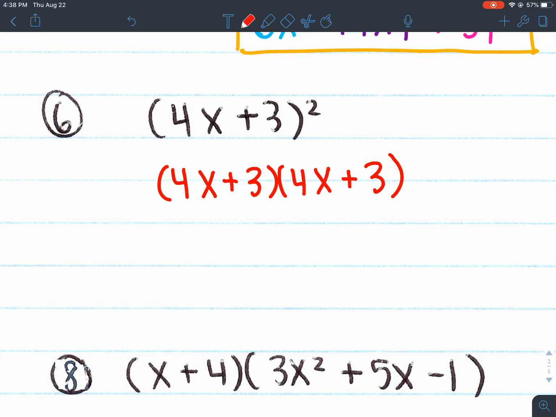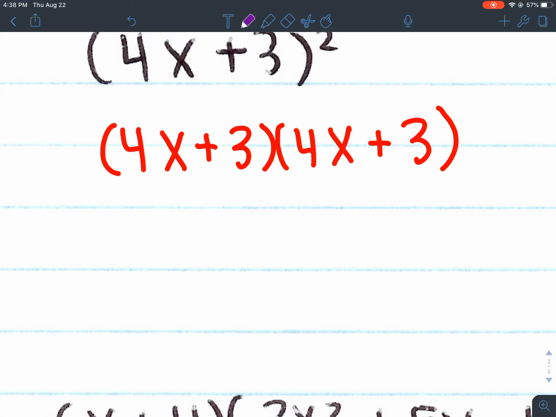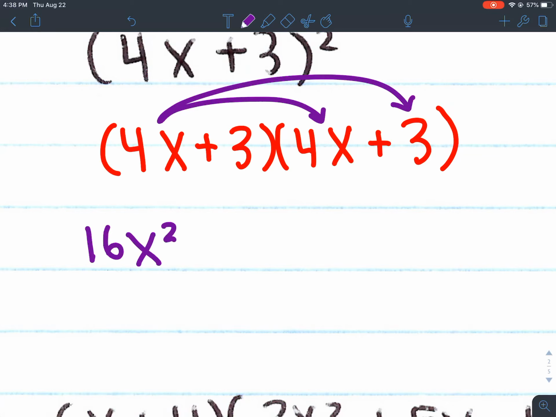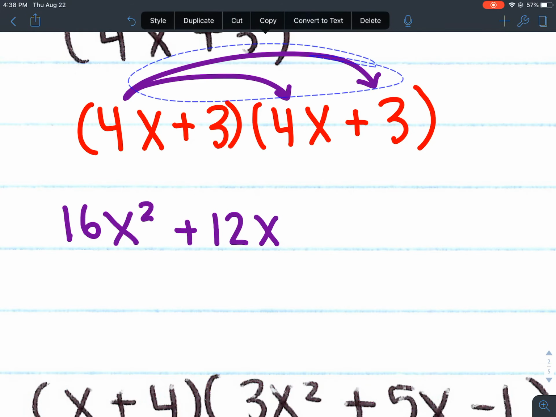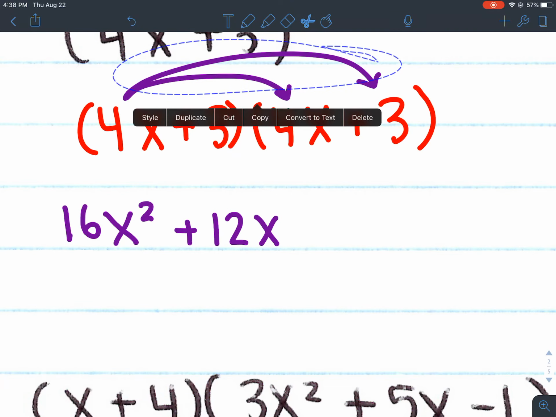And I want you to give yourself a minute and try this one on your own and see if you got it. All right, so, sorry, I was going to go grab something. All right, so 4x times 4x is going to be 16x squared. Remember, you're multiplying. Okay, and then we have 4x times 3, which is 12x.